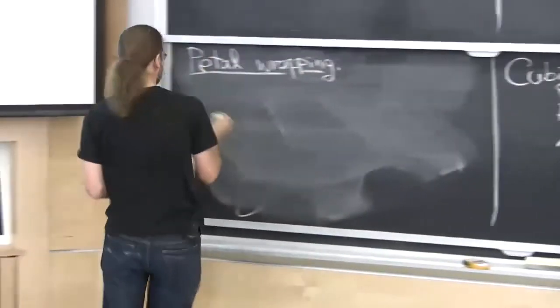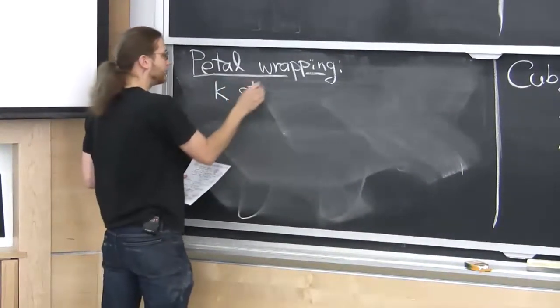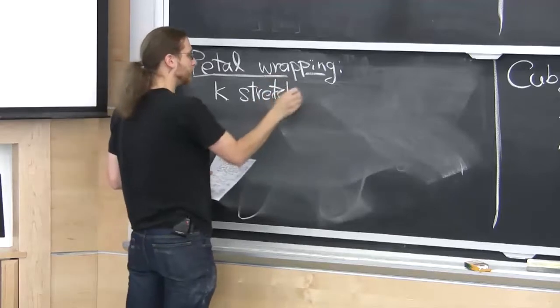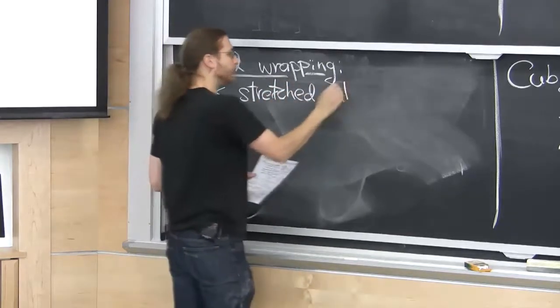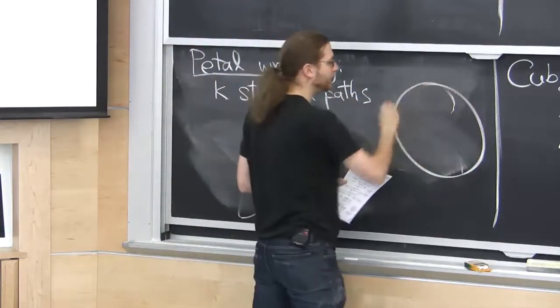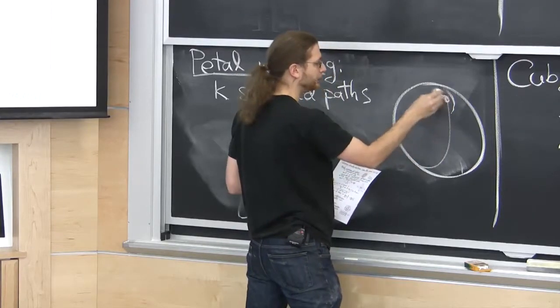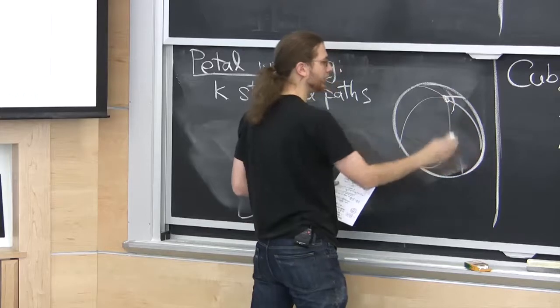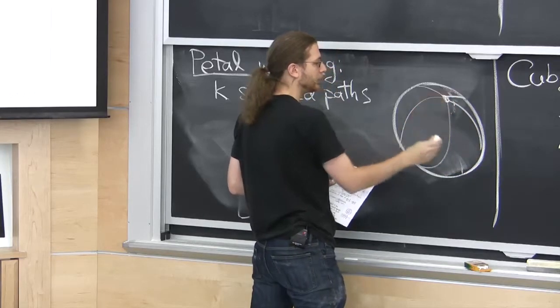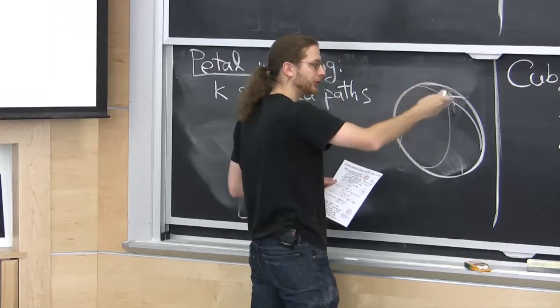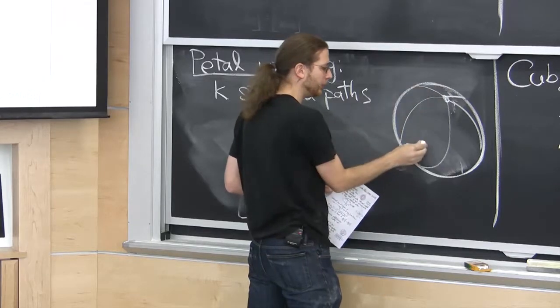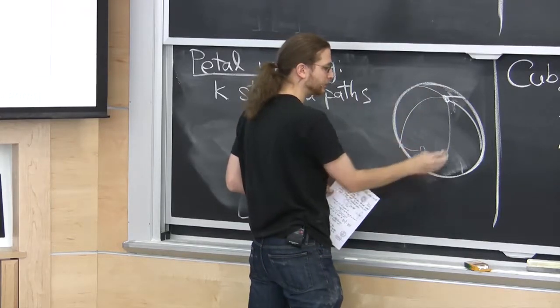Doesn't have to be 6. Could be any number k. So I'm going to look at k stretch paths from North Pole to South Pole. So I have my sphere. Here's my North Pole. I do some constant number. Here I've done 5. Let's say equally spaced angularly around the North Pole. They all go to the South Pole on the bottom.